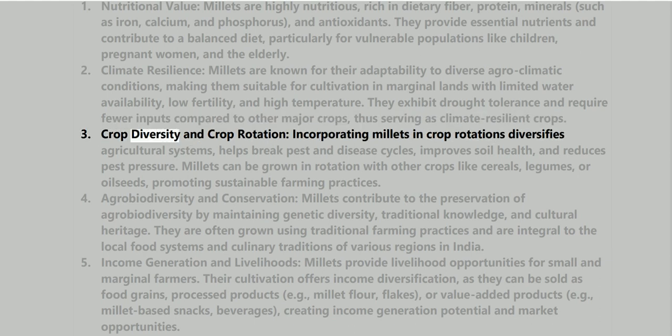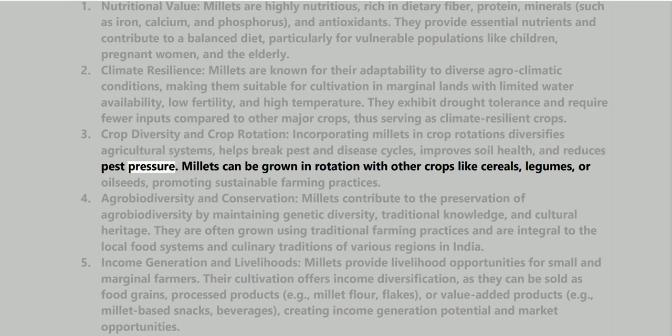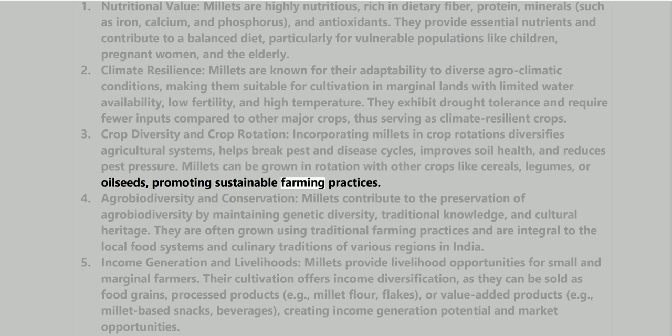3. Crop diversity and crop rotation. Incorporating millets in crop rotations diversifies agricultural systems, helps break pest and disease cycles, improves soil health, and reduces pest pressure. Millets can be grown in rotation with other crops like cereals, legumes, or oilseeds, promoting sustainable farming practices.